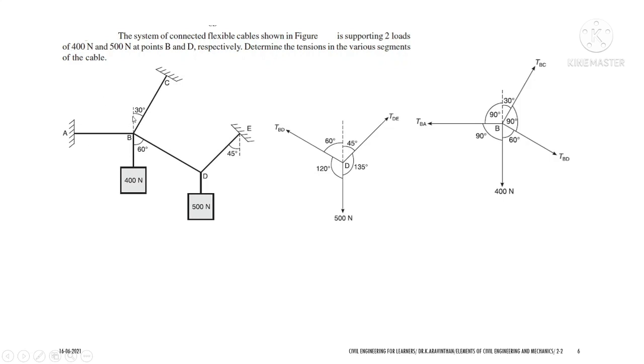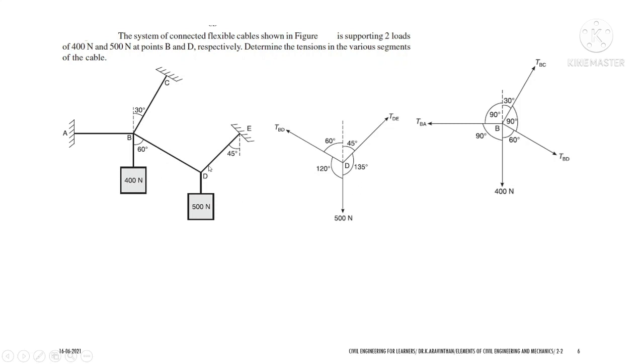From the vertical axis you can see this will be exactly 90 degrees, and the rest of the angle will be 90 degrees. So you only have to find the forces. There are 3 unknown forces, that is TBD, TBC and TBA. So these are the unknown forces. Note that all the forces should be tensions, and let us find this.